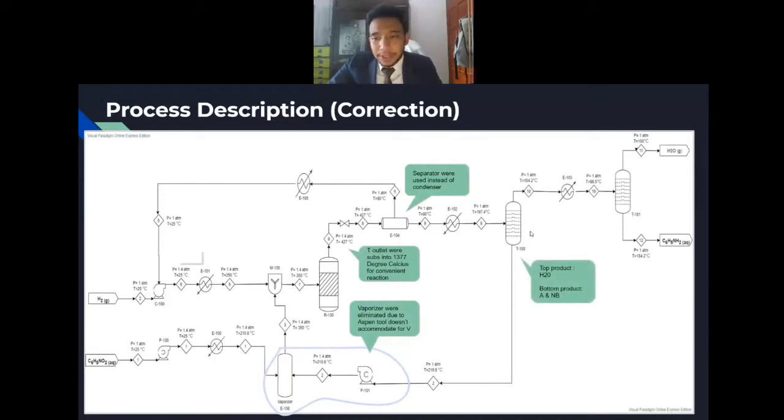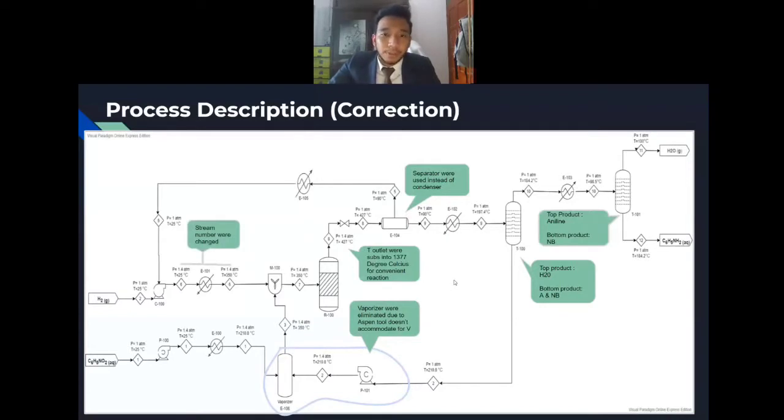And then at the first distillation column, for the old one, we produced aniline and water at the top product, but nitrobenzene in the bottom product. But for the new one, we only produce water at the top product, and nitrobenzene and aniline go down into the bottom product. And then for the second distillation column, we separate aniline at the top product and nitrobenzene into the bottom product. And some stream numbers will change.